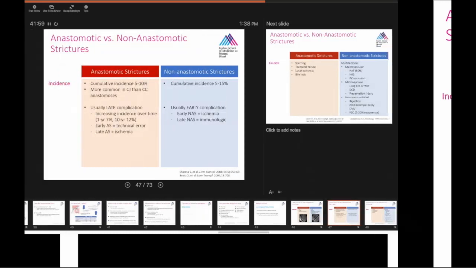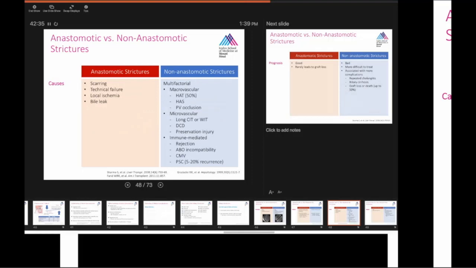Their incidence is about the same. Anastomotic strictures are more common in the Roux-en-Y anastomosis. Anastomotic strictures are typically thought of as later complications, whereas non-anastomotic strictures are usually thought of as early complications. Those non-anastomotic strictures that occur within the first year are probably from ischemia. Those that occur after 1 year are probably immunologic. So for example, the recurrent PSCs or the rejections.